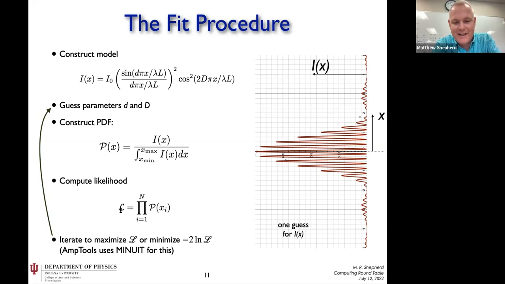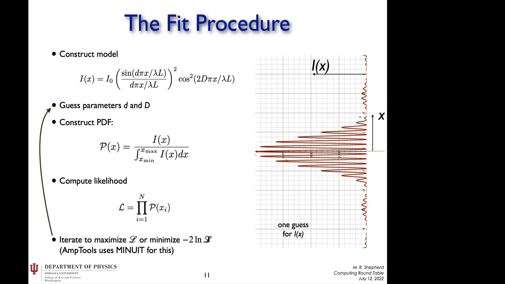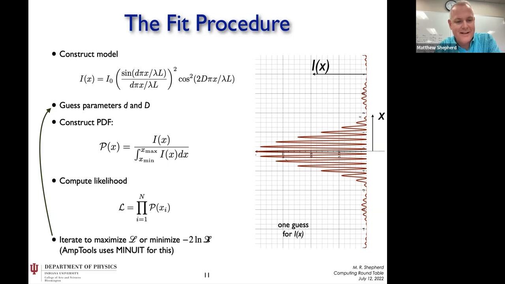Now, in practice, we minimize -2 log likelihood, and the AmpTools package uses min-wee to do this minimization. So AmpTools itself is really a mechanism to formulate the likelihood and deliver it to some algorithm, which is right now min-wee, but could be other things, and then continue on and on.